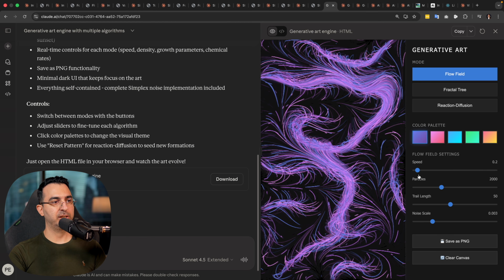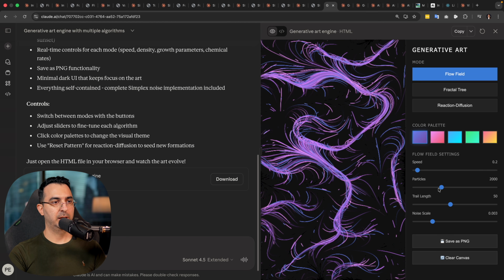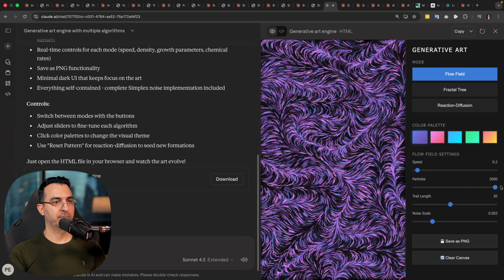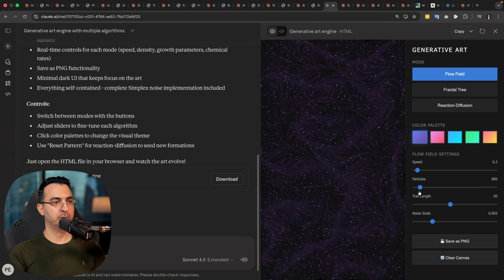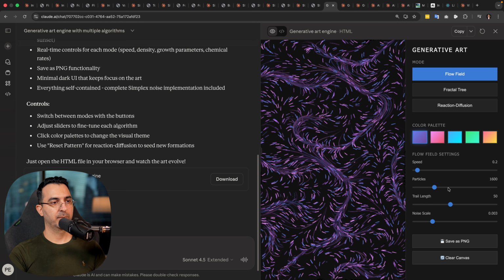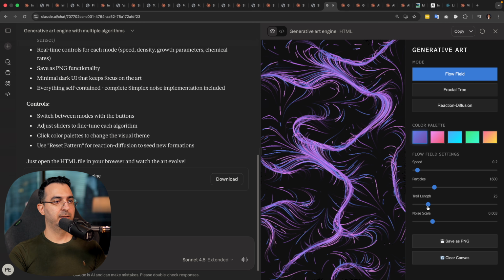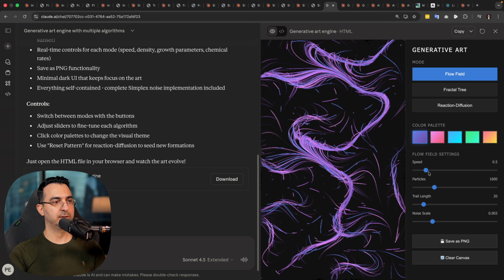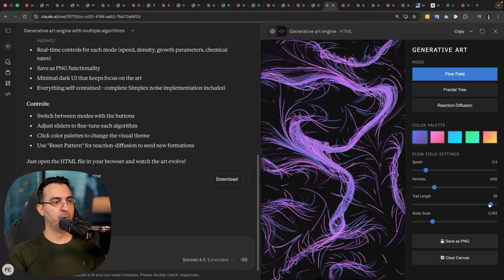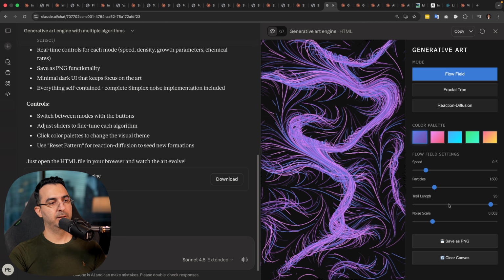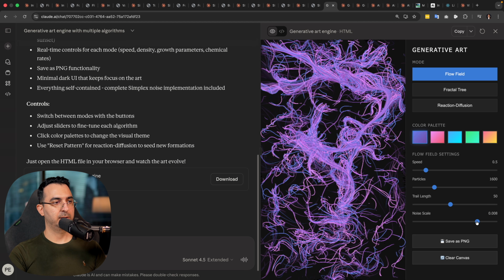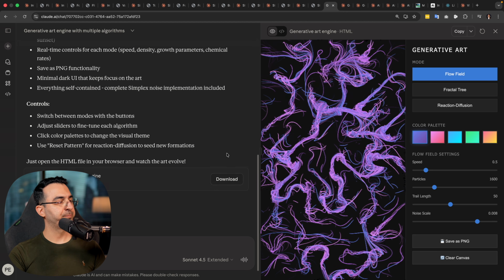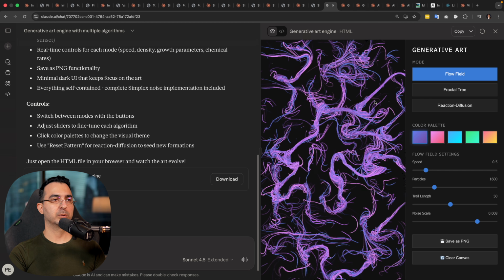For example, here I can change the speed, and it works really cool. Increase the number of particles to 5,000 particles, or decrease them to 700. And the trail length, right? I can decrease it. Let's increase the speed. Or I can increase the trail. And the noise scale, okay, this is the movement of these particles. So on Sonnet 4.5, it is working well.